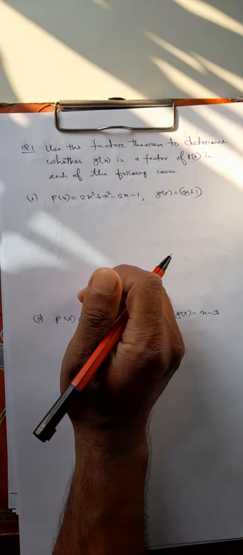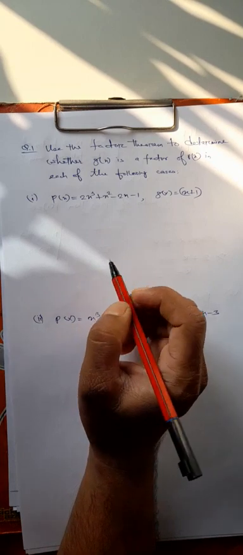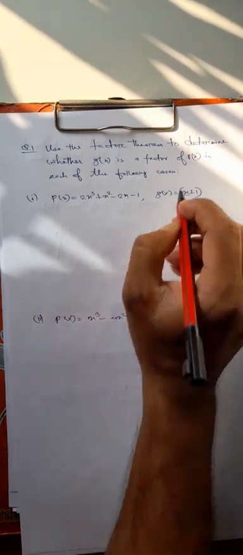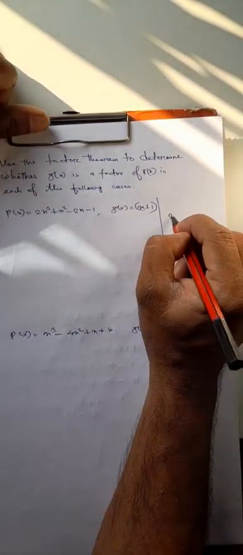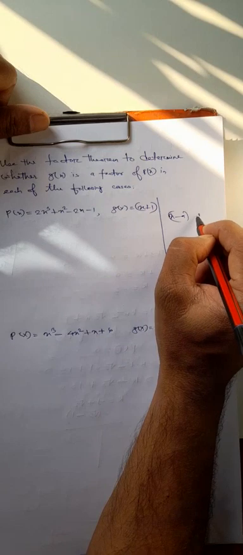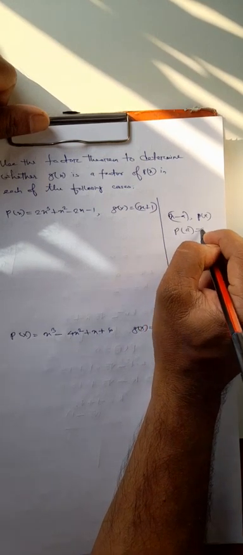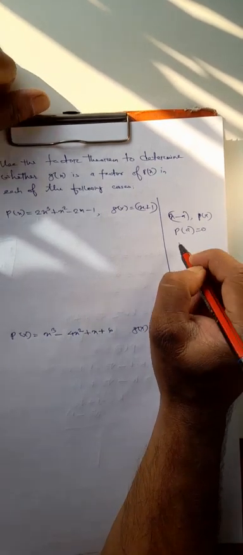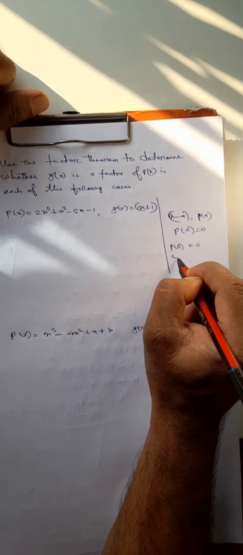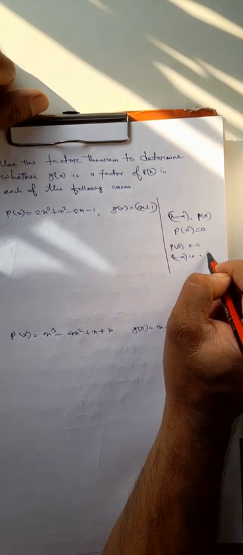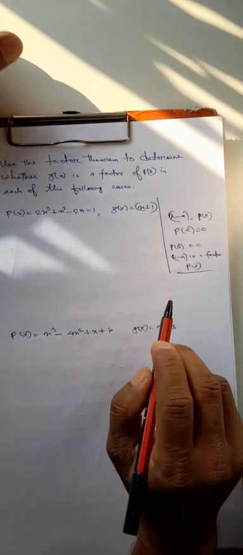Okay viewers, here we will discuss a few sums on polynomials using the factor theorem and the remainder theorem. We have already discussed the factor theorem. If x minus a is a factor of the polynomial p(x), then p(a) equals 0. And conversely, if p(a) equals 0, then x minus a is a factor of p(x), right? This is the factor theorem.